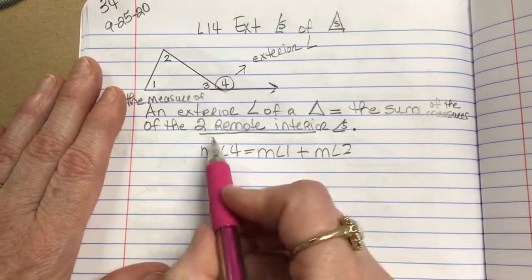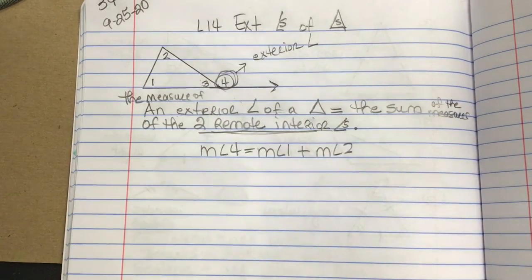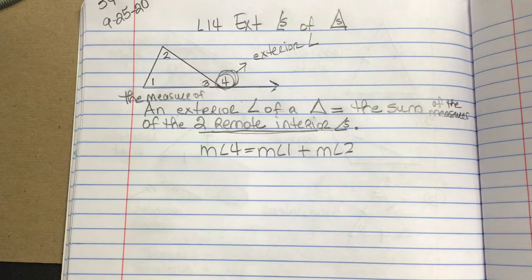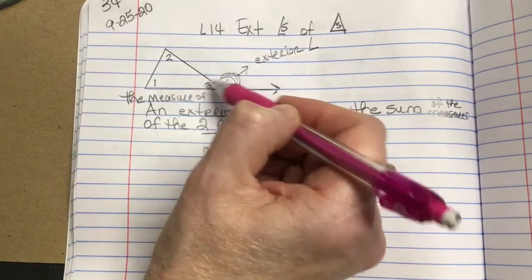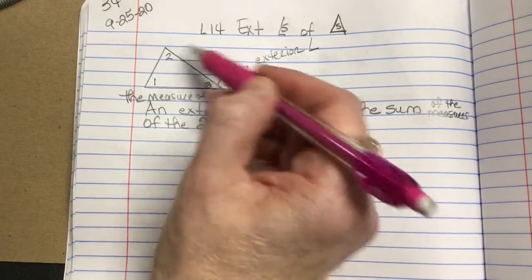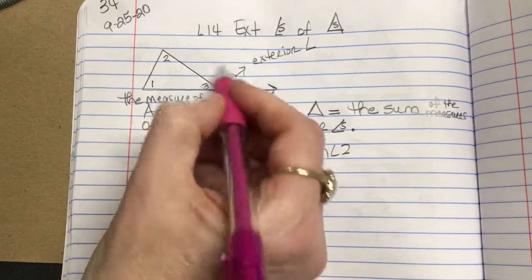Now, here's the deal. They're called remote ones. Look at angle 4. When I think of the word remote, not remote like a noun that is your remote control, I'm thinking of a word like a remote island. A deserted remote island, which means it's just out there, right? So remote interior are the 2. Every time you have an exterior angle, you're going to have 2 of these that are away from it. Not the one that it's adjacent to, but these 2.